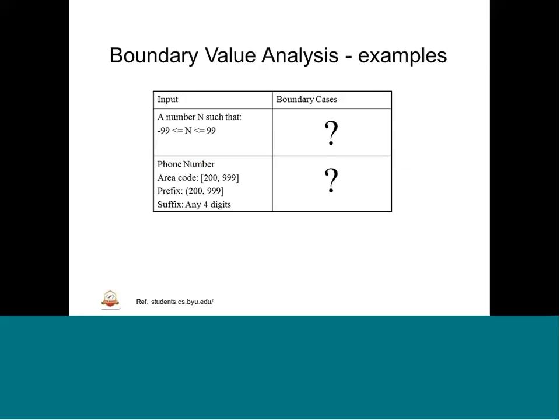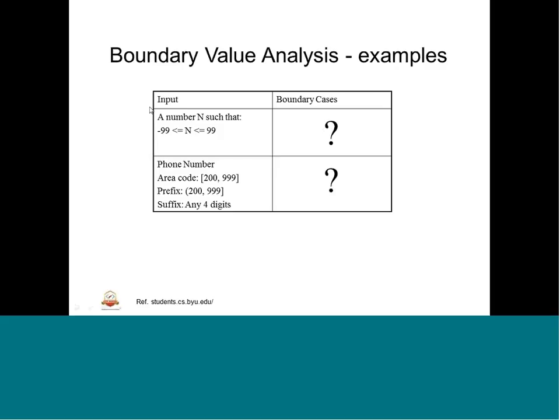Let's look into some more examples. The same example we had during equivalence partitioning: an n digit can take an input from -99 to +99. What are the boundary cases? Here there is no question of valid and invalid equivalence classes, but out of these we have to select the worst cases as valid or invalid. So let's focus on the boundary cases.